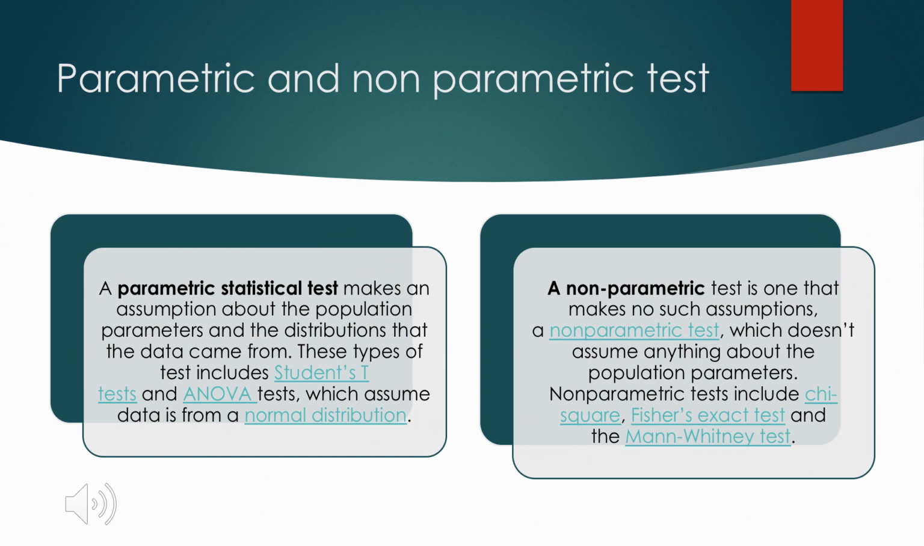So the major statistical tests are of two types, parametric and non-parametric tests. A parametric test can be performed where the assumptions are possible. This test can make assumptions about the population parameters and the distributions that the data came from. This parametric test includes the student t-test and ANOVA, where the data has a normal distribution. Whereas a non-parametric test can't have any assumptions, so it is called non-parametric. It doesn't have any assumptions about any population parameters. Examples of this test are the chi-square test, Fisher's test and Mann-Whitney test.